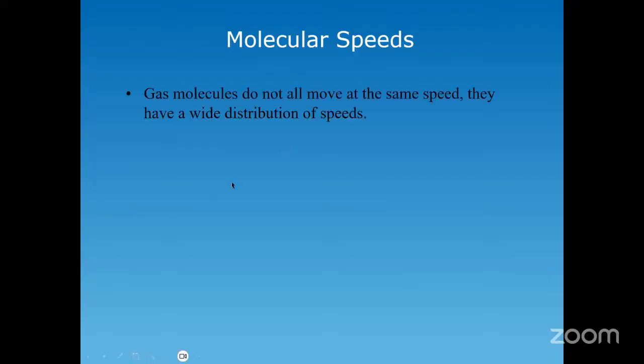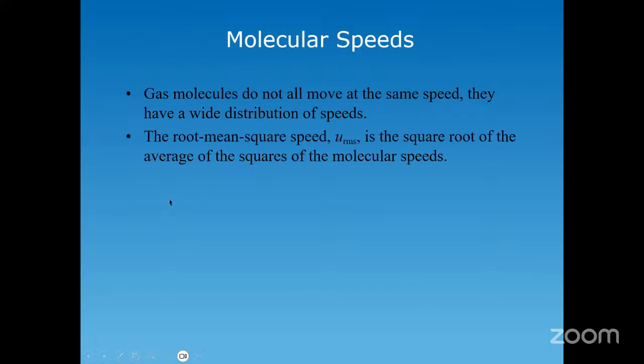Molecular speeds. Of course, as you can imagine, if you have a gas in a container, not all of the molecules will be moving at the same speed. Some will be slower, some will be faster, some will be fastest. So you have a broad range of possibilities in terms of the speeds at which a molecule will travel. In order to identify a number which represents the average speed of the molecules, we have what is called the root mean squared speed. The root mean squared speed is related to what we talked about earlier in terms of the average of the squares of the speeds of the molecules.